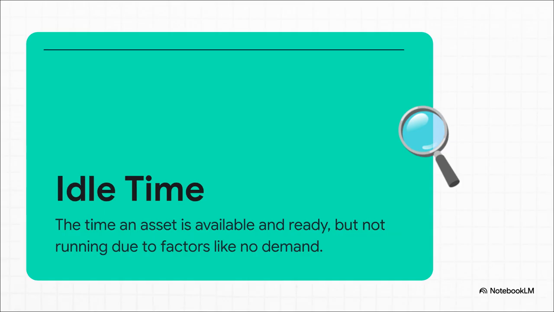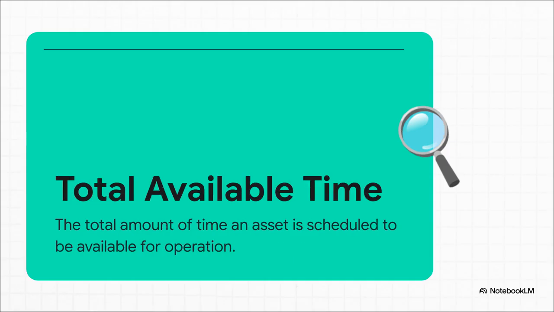Next, we have idle time. And this is a super important distinction. Idle time is when an asset is perfectly fine, it's ready to work, but it isn't running because of some outside reason, like there's no demand or you're waiting on materials. We subtract this from the calculation because, well, it's not fair to penalize the machine's availability for something that's totally out of its control. And that brings us to total available time.